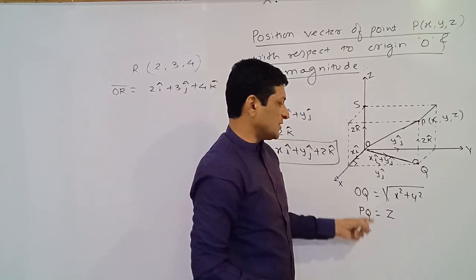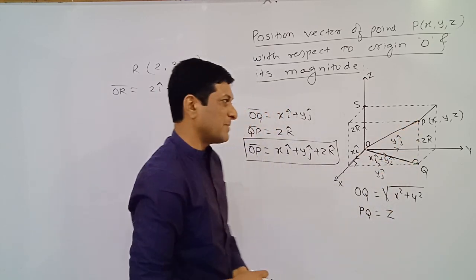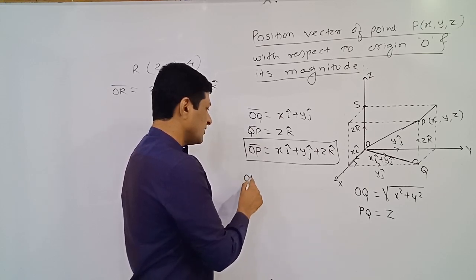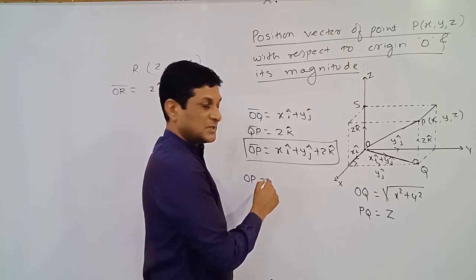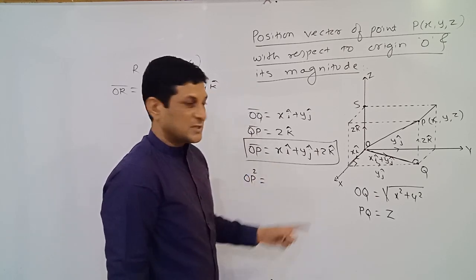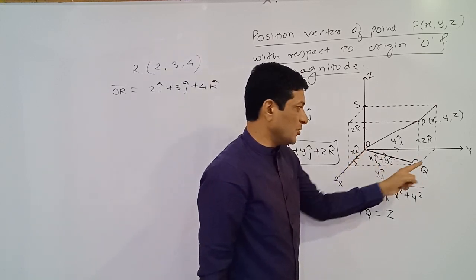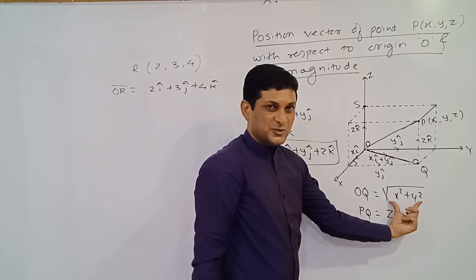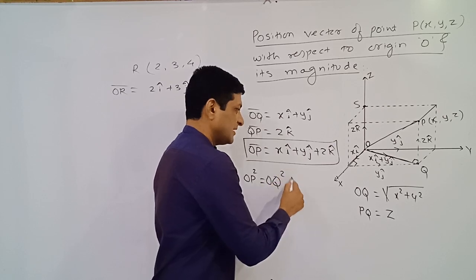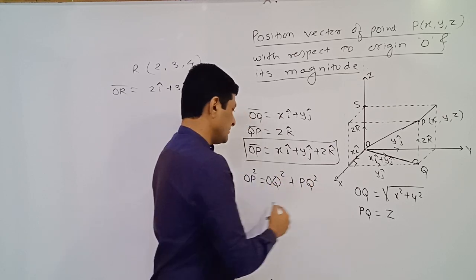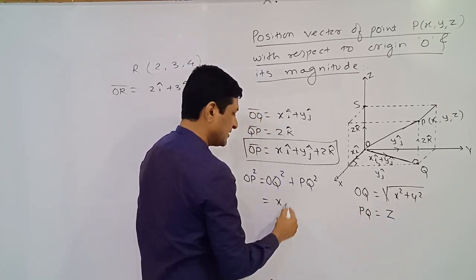If two sides of a triangle are known to us, the third side in a right angle triangle can be found by applying Pythagoras theorem. So what we'll get here, OP square is equal to, hypotenuse square is equal to sum of squares of the other two sides. So which is one side? OQ. What is the value of OQ? Under root x square plus y square. If we are taking its square, its value is equal to OQ square plus PQ square, which is equal to the square of this term, so root will get eliminated. Here we will get x square plus y square.